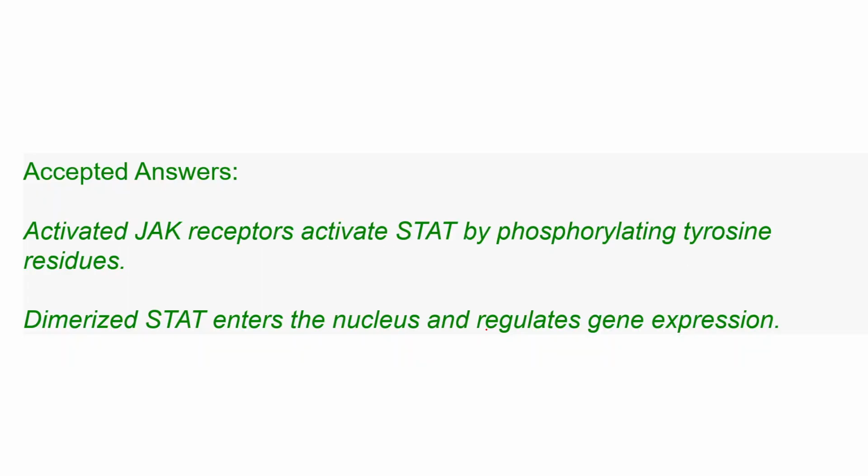So the two correct options are activated JAK receptors activate STAT by phosphorylating the tyrosine residues, and dimerized STAT enters the nucleus and regulates the gene expression.